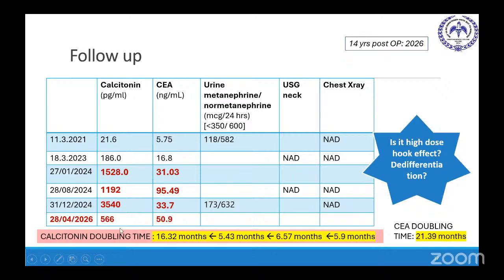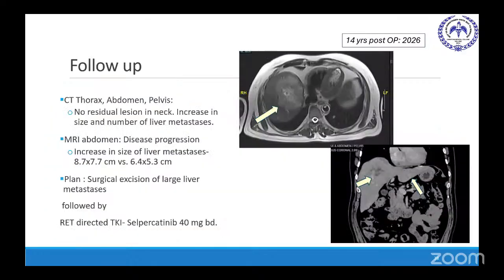Surprisingly, we found that his calcitonin level was 566 and his CEA was 50.9. So this was a very low calcitonin level. So we thought of the differential as whether it is a high dose hook effect of the calcitonin or whether the tumor has gone for dedifferentiation. And we did a repeat imaging. The CT thorax, abdomen, and pelvis showed there was no other lesion except for the liver metastasis. And the MRI also showed that the liver lesions have increased in size. It is now nearly 8 centimeter.